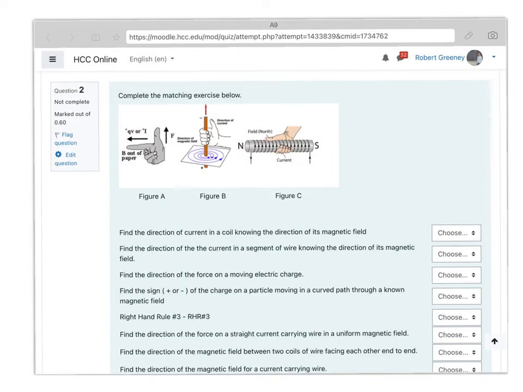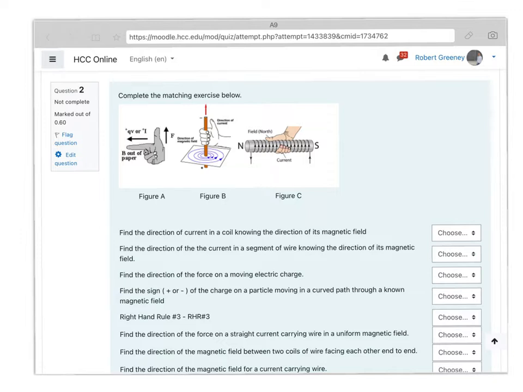Question 2 is about the 3 right-hand rules, 1, 2, and 3. They're explained in the introduction video. But just briefly, right-hand rule number 1 relates the force on either a moving charge or a current-carrying wire passing through a magnetic field. So the finger is the direction of motion of the charge, the bent fingers point in the direction of the field, and the thumb points in the direction of the current.